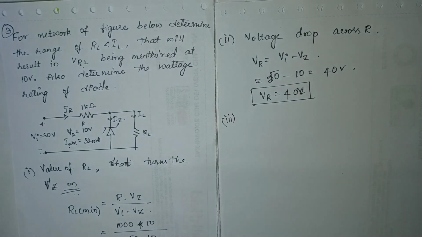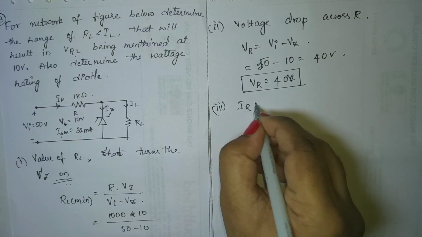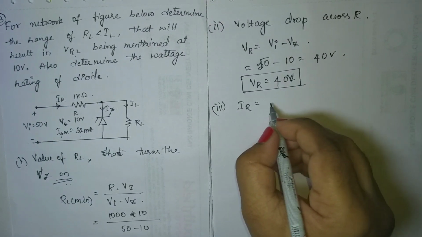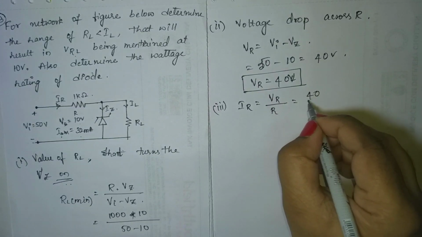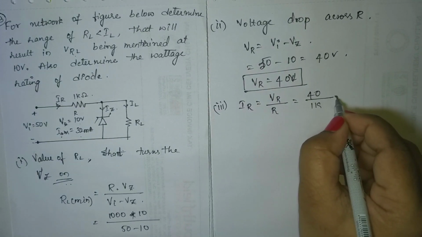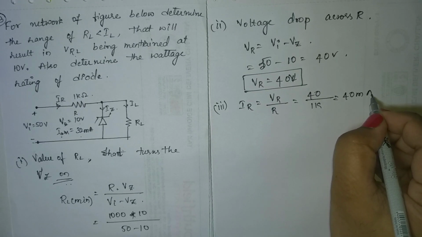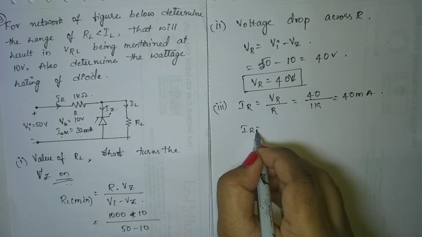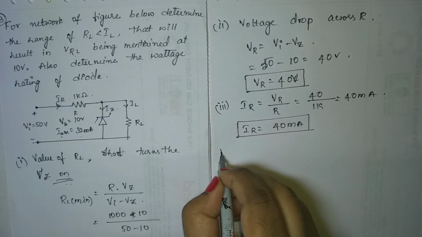The third parameter which I need to find is IR. What is the current flowing here? It is VR divided by R, 40 divided by 1K, which is 40 milliamps. So IR is equal to 40 milliamps.